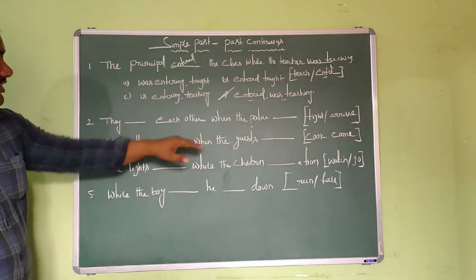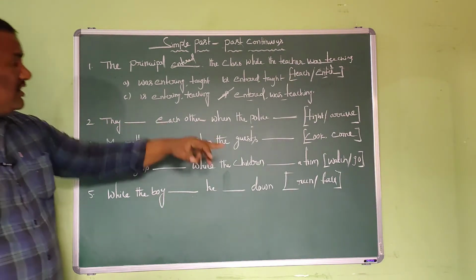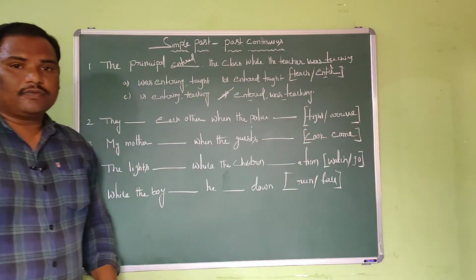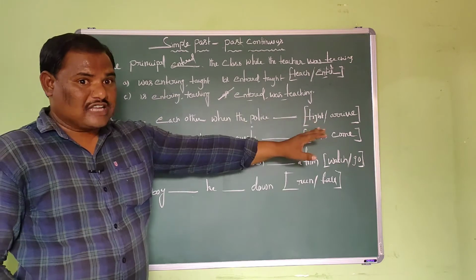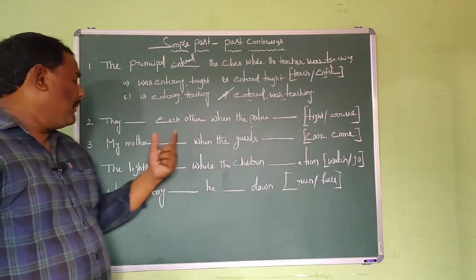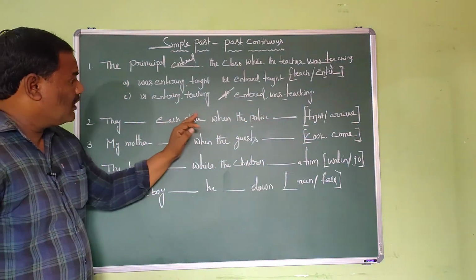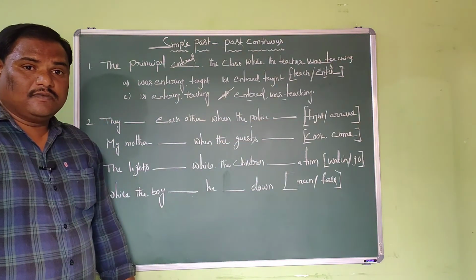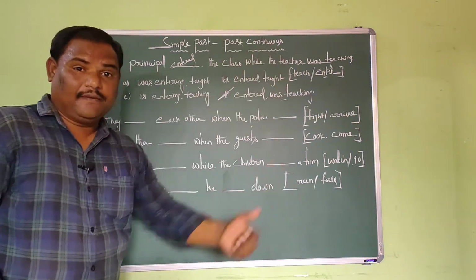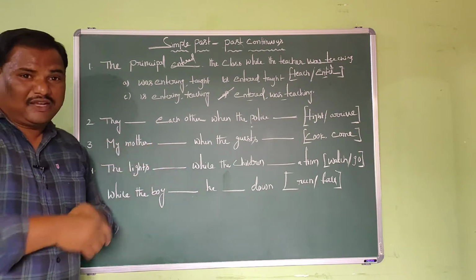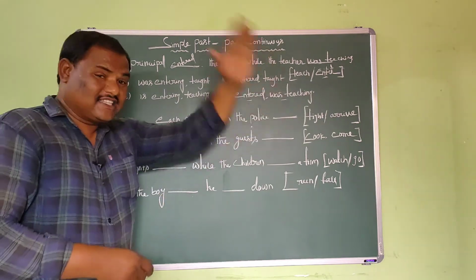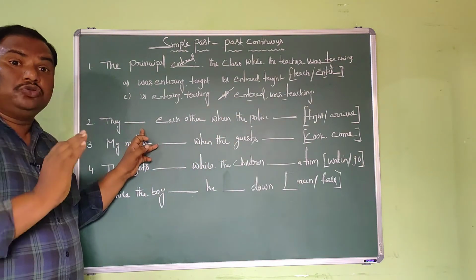They dash each other when the police dash. What happened while something was happening? What was happening? They dash each other when the police dash. పోలీసులు వచ్చేసరికి what was happening? They were doing something. పోలీసులు వచ్చేసరికి వాళ్ళు ఏదో చేస్తూ ఉన్నారు.